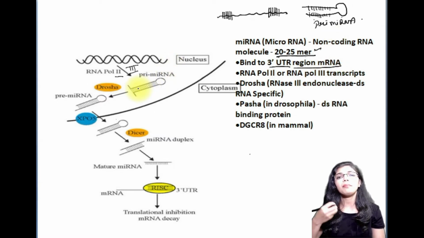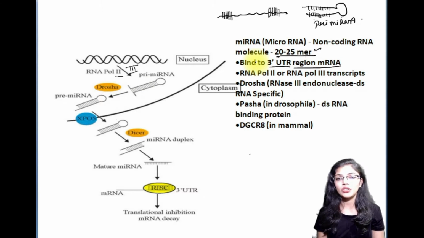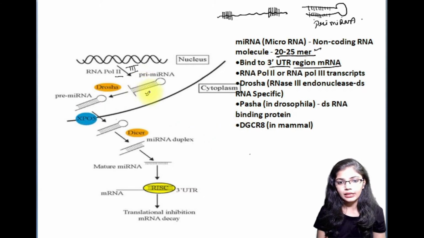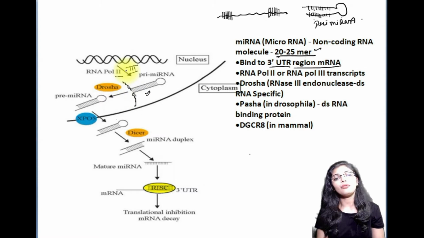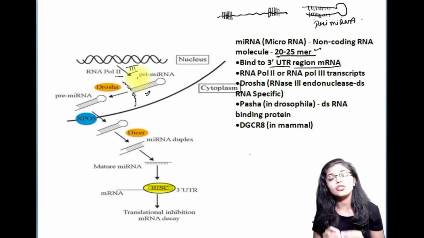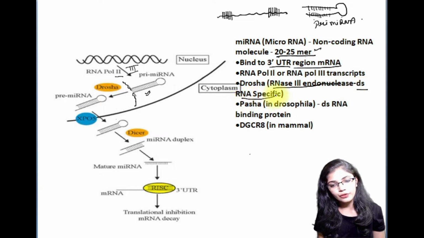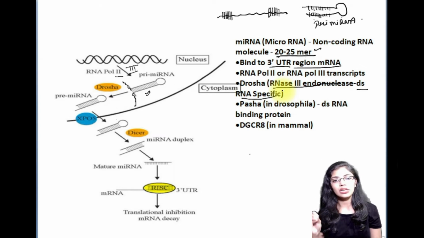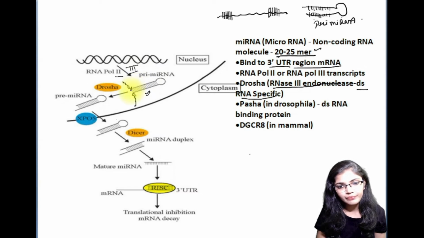Now let us see how the maturation process of the pre-miRNA will take place. The first process takes place in the nucleus. Here we have the pri-miRNA, and in it there are some extended regions. First of all, these regions should be cleaved, and for cleaving them there is an enzyme known as DROSHA. DROSHA is an RNase 3 endonuclease, and it is double-stranded RNA specific. It is a kind of RNase 3 enzyme, and it is an endonuclease, that means it will cleave from the middle of the region.